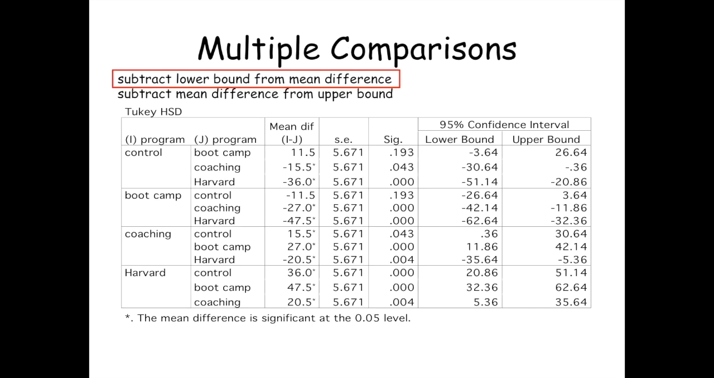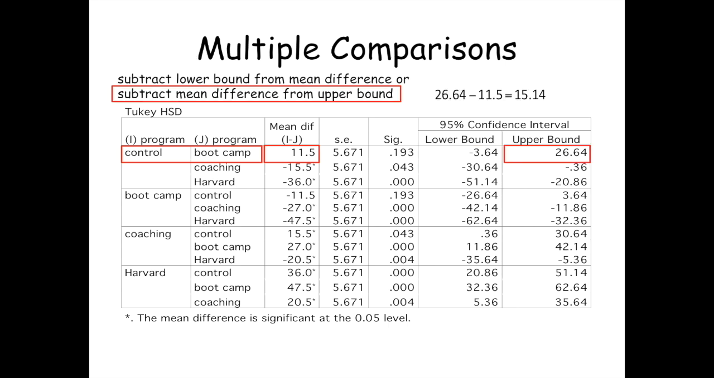First, let's subtract the lower bound of the interval from the mean difference. For the control versus bootcamp comparison, the mean difference is 11.5, and the lower bound of the confidence interval is minus 3.64. The HSD is therefore 15.14. If we subtract the mean difference from the upper bound, we get the same result.